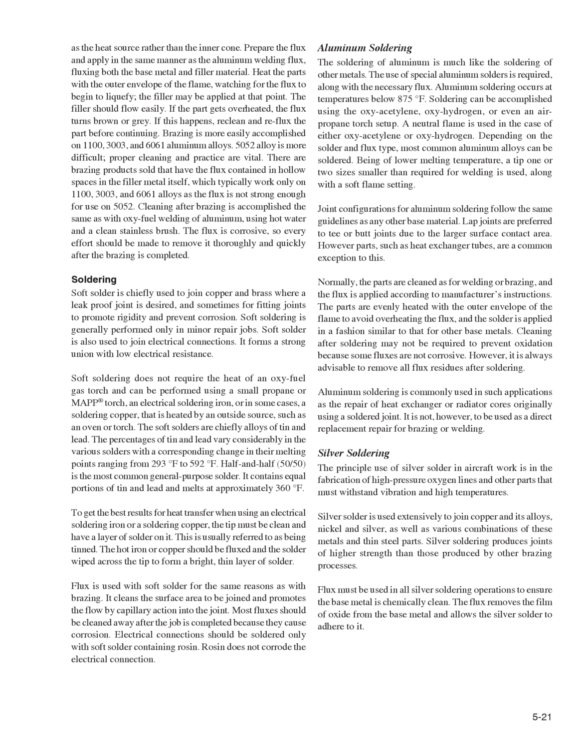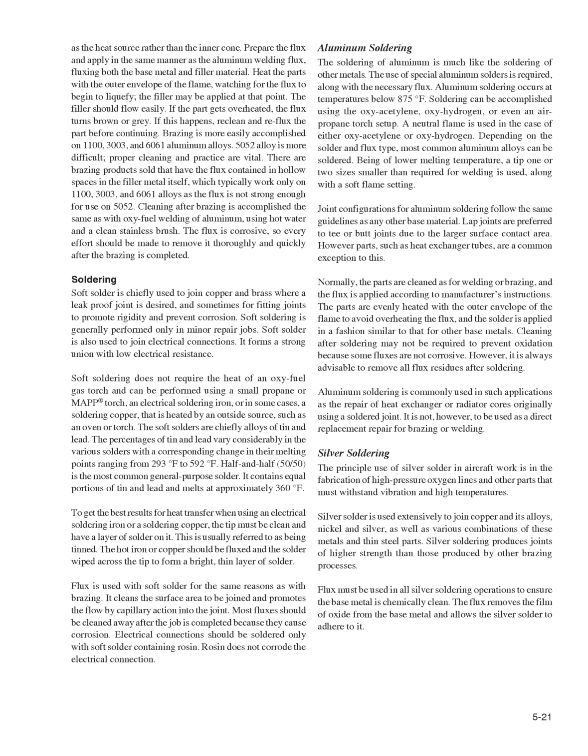Soldering. Soft solder is chiefly used to join copper and brass where a leak-proof joint is desired, and sometimes for fitting joints to promote rigidity and prevent corrosion. Soft soldering is generally performed only in minor repair jobs. Soft solder is also used to join electrical connections. It forms a strong union with low electrical resistance.